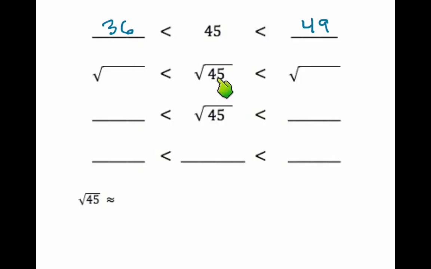So that means if 45 is between 36 and 49, then the square root of 45 must be between the square root of 36 and the square root of 49. That's just the number line going from least to greatest. The square root of 45 then must be greater than, what's the square root of 36? 6. And it must be less than, what's the square root of 49? 7. So the square root of 45 must fall somewhere between 6 and 7. So it must be some 6-point-something number. The question is, 6 point what?